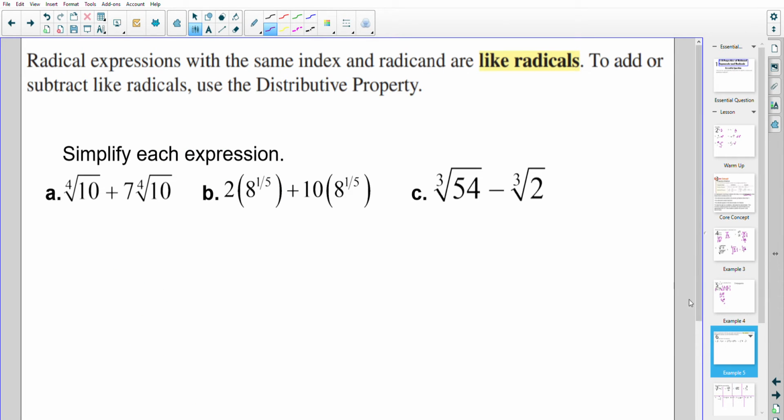Another thing that you can do is combine like radicals. This is like terms. You can combine x's, combine y's. You're just going to think about that. There's 1 of these and 7 of these, which means the whole thing is going to be 8 of these. Same idea here, 12 times 8 to the 1/5.